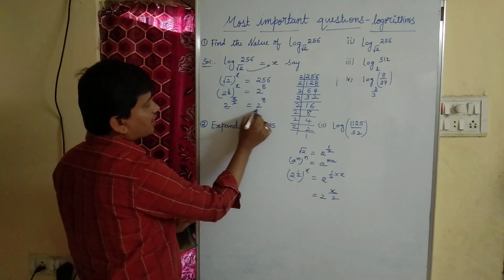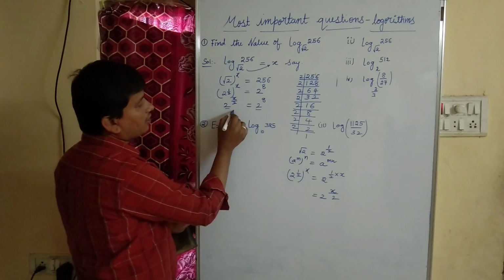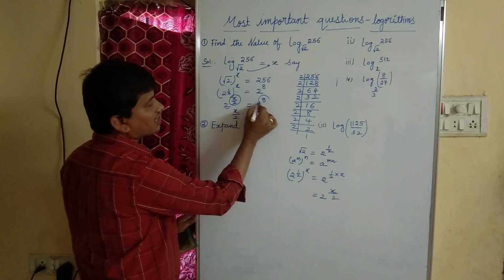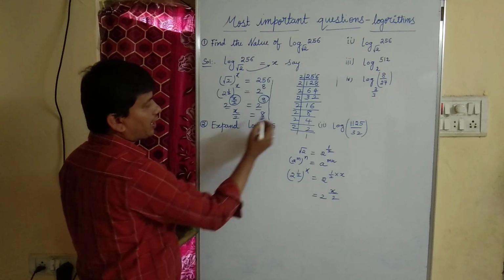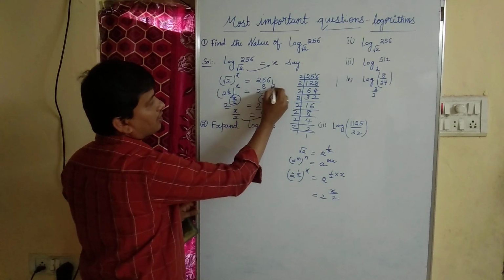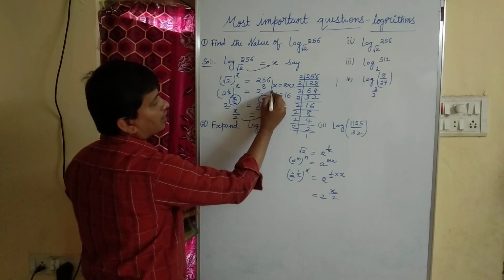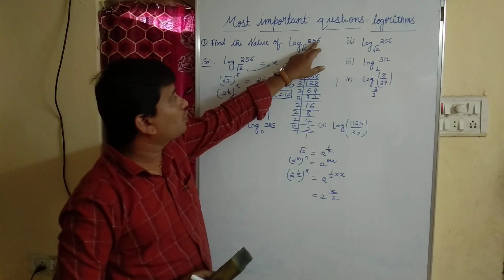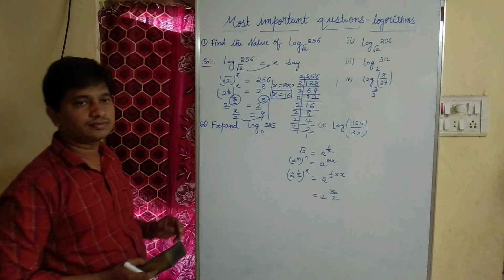Again, as bases are equal, power should be equated. Actually the powers are x by 2 and 8. I mean x by 2 equal to 8. So cross multiplication, x is equal to 8 into 2. So 8 into 2, 8 2s are 16. So what is the value of log 256 to the base root 2? That is equal to 16.